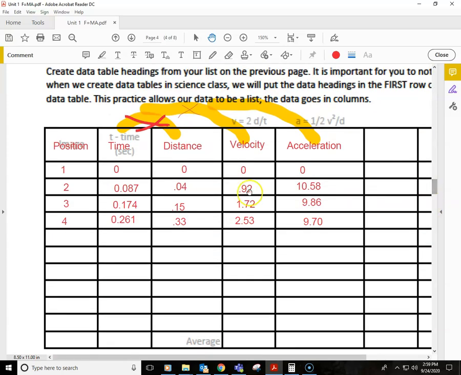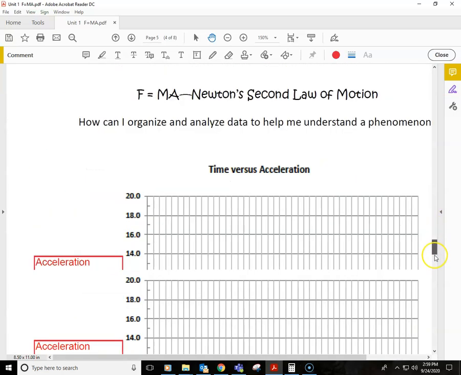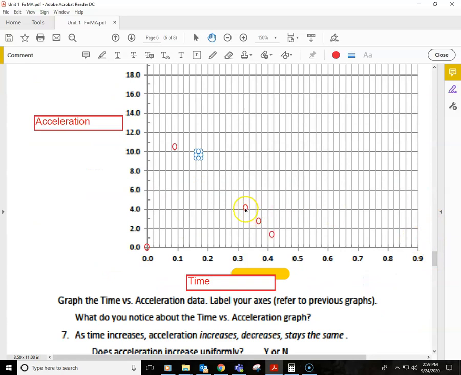What's the next one? 261, 9.7. 261, 22, 24, 26, 9.7. All right, you see how I'm doing that? So you're going to keep going.